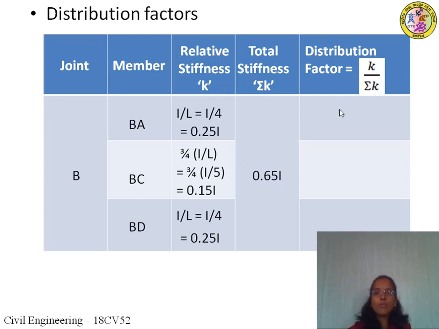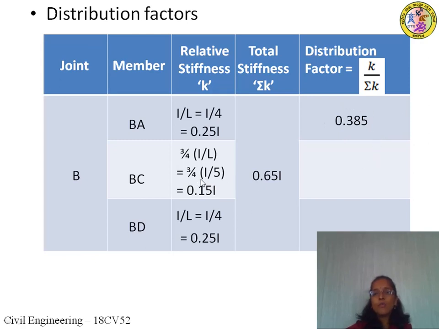Next, distribution factor for member BA. It is calculated by relative stiffness for member BA to the ratio of total stiffness at joint B. Okay, so that is 0.25 I divided by 0.65 I. So that will be equal to 0.385. That is the distribution factor for member BA.